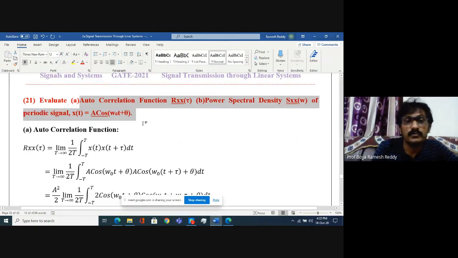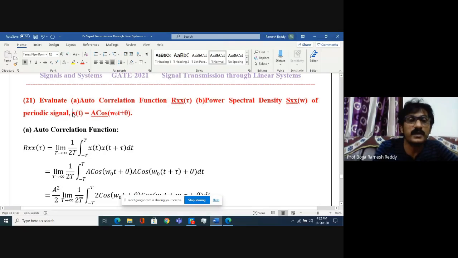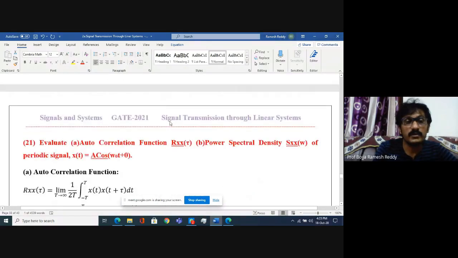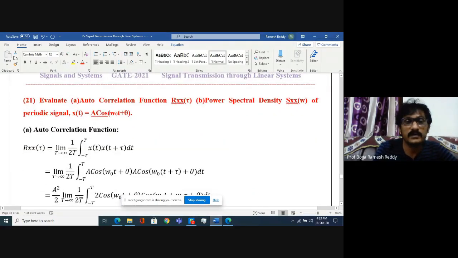Okay, here A cos omega naught t plus theta. It is another important and standard question. For this question, the autocorrelation function answer is A square by 2 cos omega naught tau. What is the question? A cos omega naught t plus theta. If you take the product of A cos omega naught t plus theta with its shifted form, the amplitude is A square by 2 cos omega naught tau.